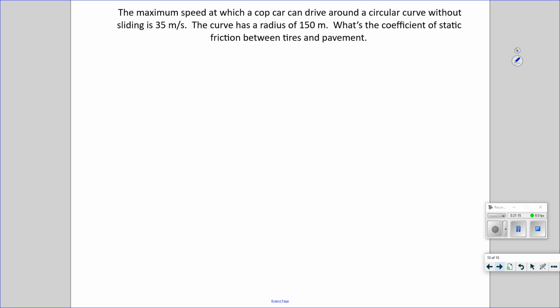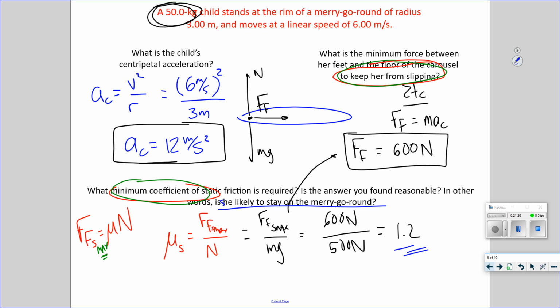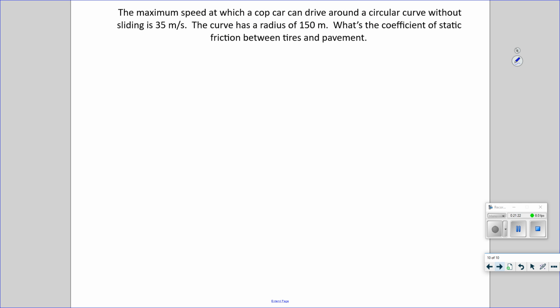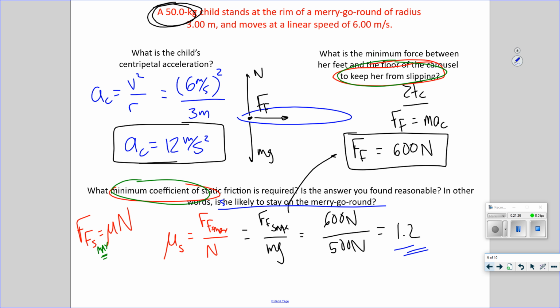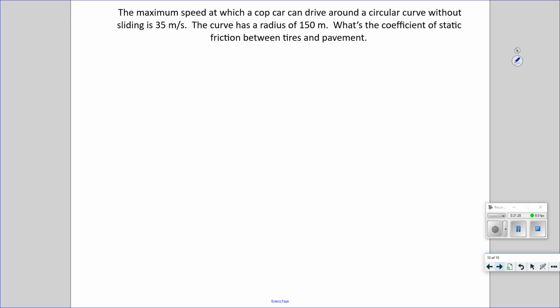Okay, so this is a more challenging one. It's kind of like this question. The friction ones are neat questions, and we kind of did all that right here, but we're going to do it again as a single question. There's a cop car driving around a circular curve at a maximum speed without slipping. That means we're at Ffs max. What's the coefficient of static friction?